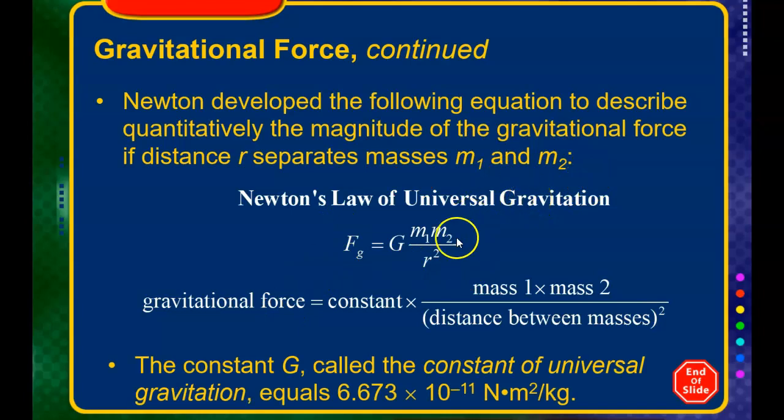The big G here is called the constant of universal gravitation, and it's 6.67 times 10 to the negative 11th newton meters squared per kilogram squared. This equation is something you're going to have to practice, and you're going to get some practice on the formative assessment below the video.